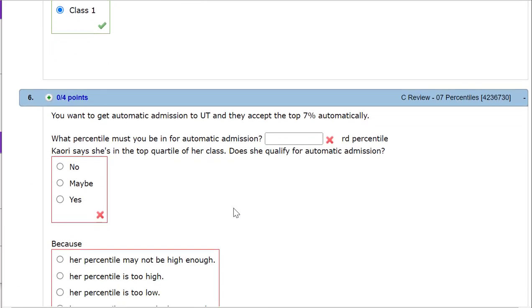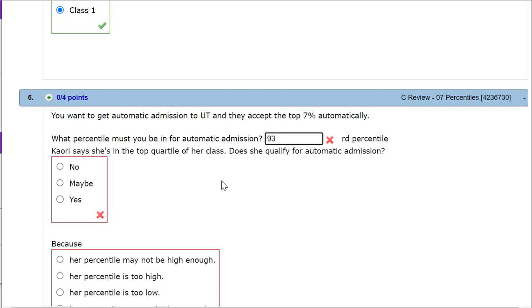You want to get automatic admission to UT, and they accept the top 7% automatically. Although I hear that's now changed to 6%. What percentile must you be in for automatic admission? So we're going to use the 7% because that's the problem. So the top 7% means what percent are below them? It would be the 93rd. So this is going to be a whole number percentile.